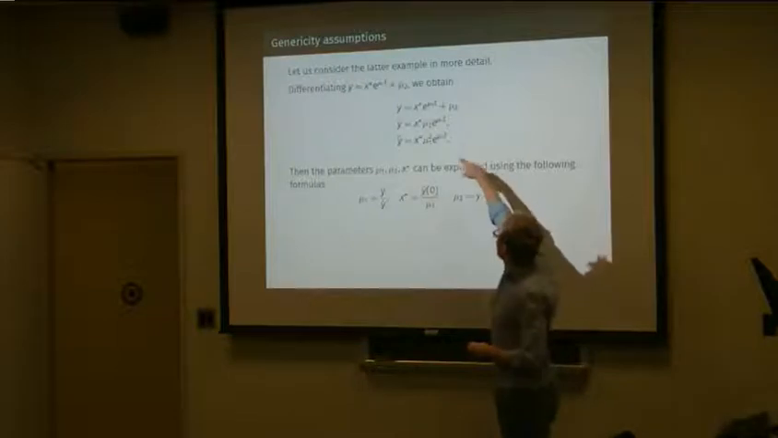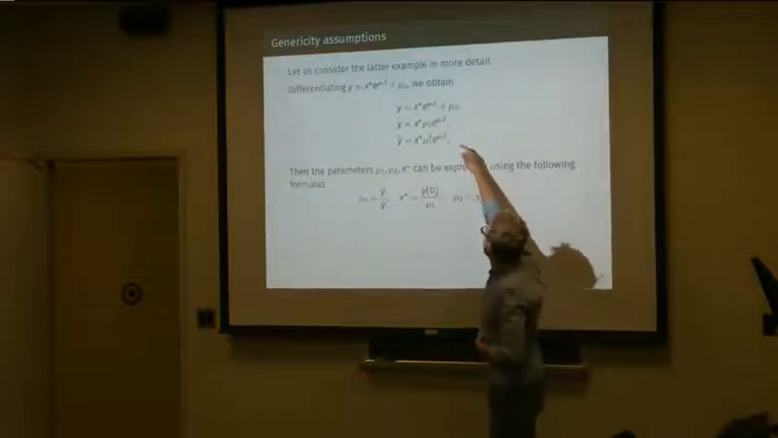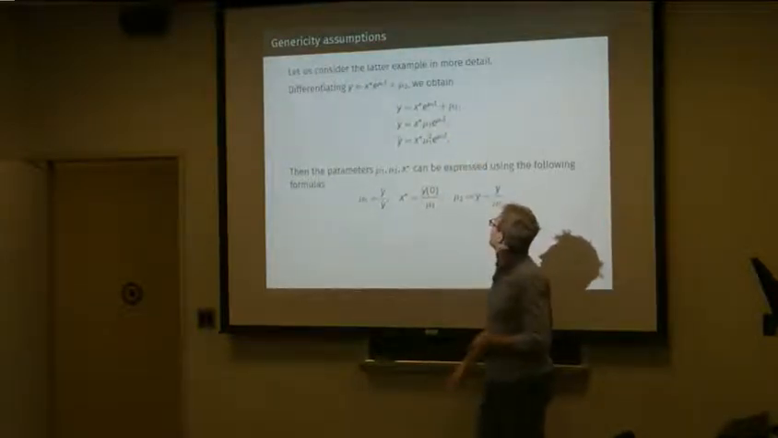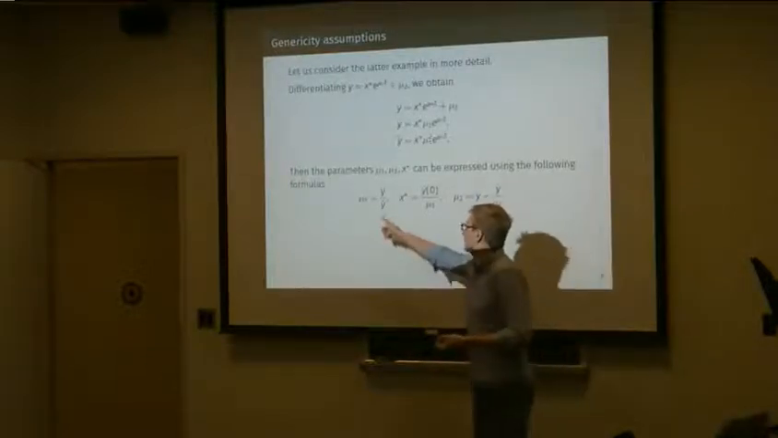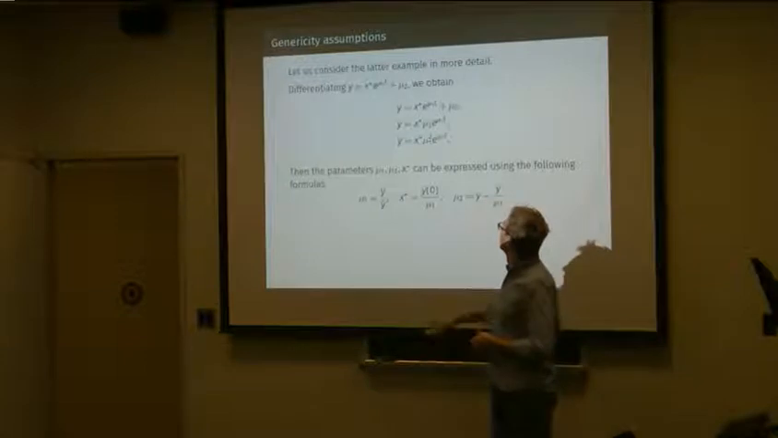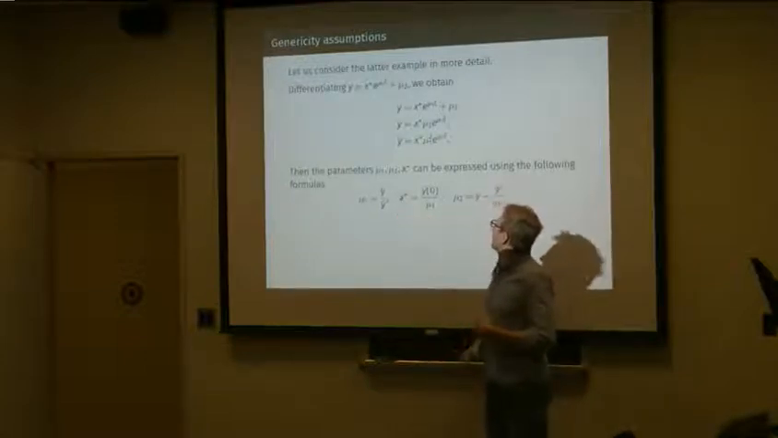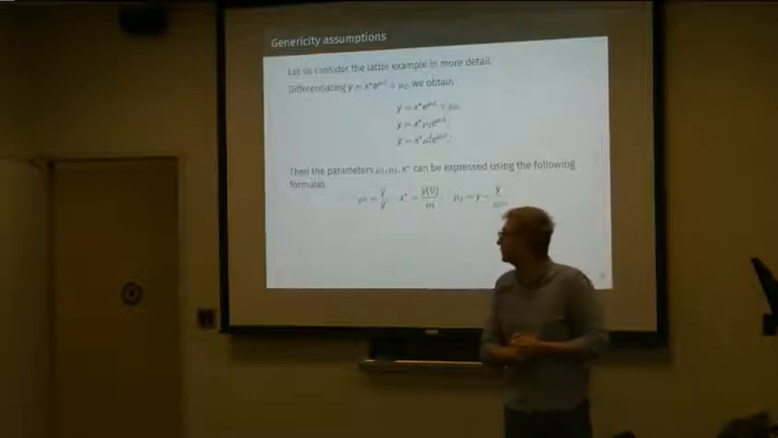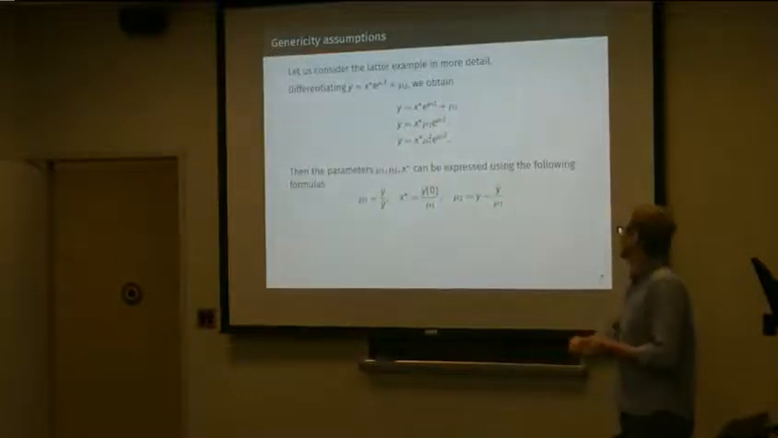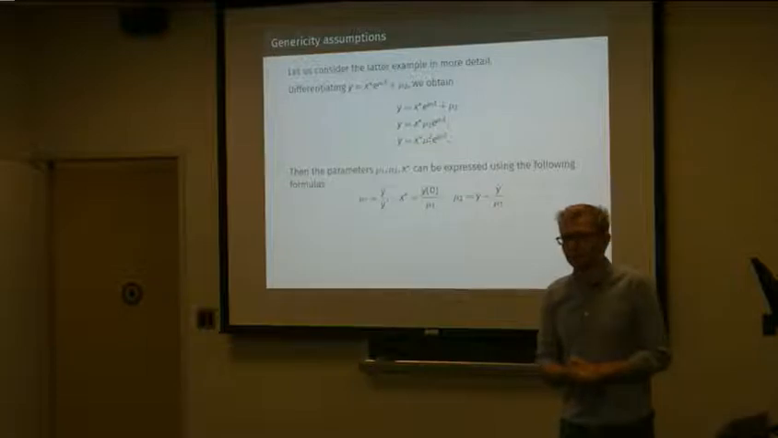You can differentiate three times, and then you see that y dot and y double dot differ just by mu1, so the ratio at every point is mu1. Then you can find x star by measuring the derivative at zero, and then you can find mu2.